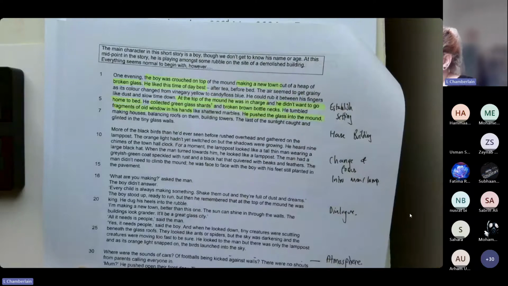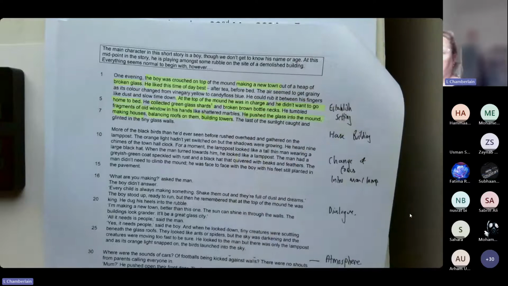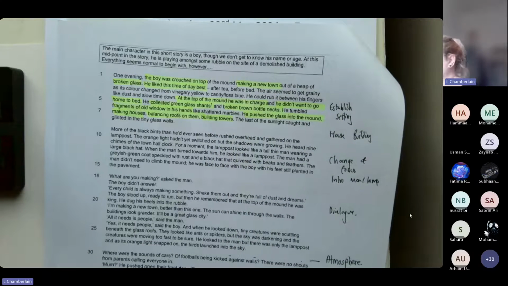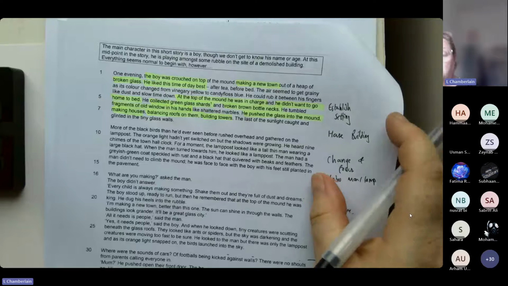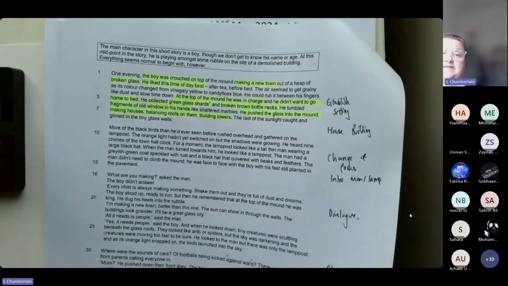He pushed the glass into the mound, making houses, balancing roofs, building towers. So instantly we can see that for question 1, we have a large amount of information that we could use. And our job is simply to take 4 of those pieces and turn them into sentences.